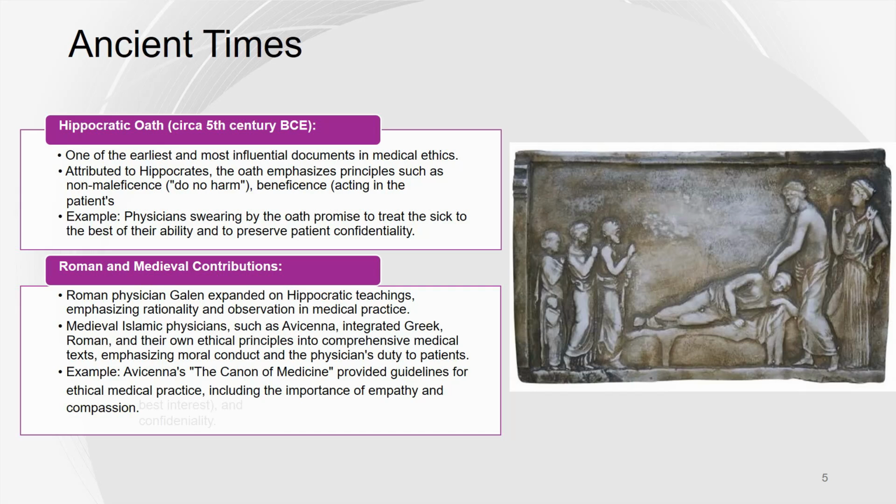The Roman physician Galen expanded on Hippocratic teachings, emphasizing rationality and observation in medical practice. In medieval times, Islamic physicians with Arabic medicine, such as Avicenna, integrated the Greek and Roman and their own ethical principles into comprehensive medical texts, emphasizing moral conduct and the physician's duty to the patients. Avicenna's The Canon of Medicine provided guidelines for ethical medical practice, including the importance of empathy and compassion.